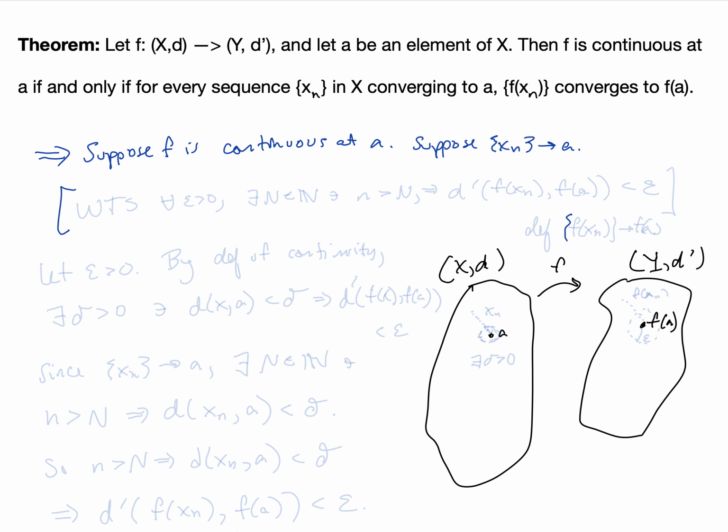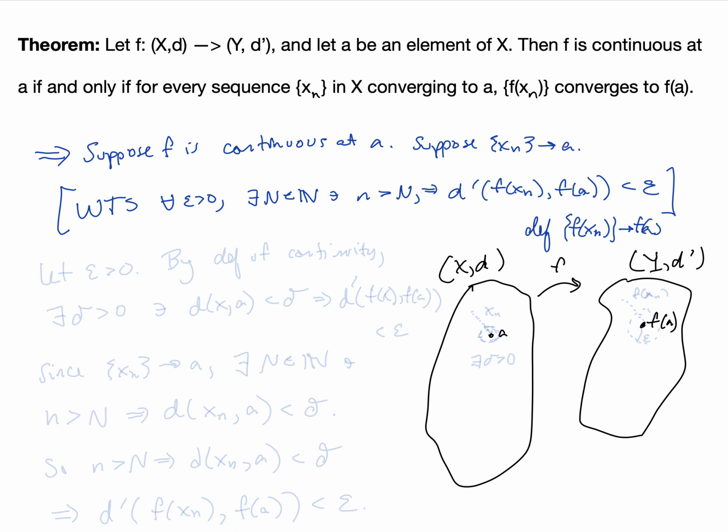In other words, what we want to show is that for any epsilon greater than 0, there is some N in the natural numbers such that n greater than N implies that the distance in Y between f of x sub n and f of A is less than epsilon. That's the definition of f of x sub n converging to f of A.